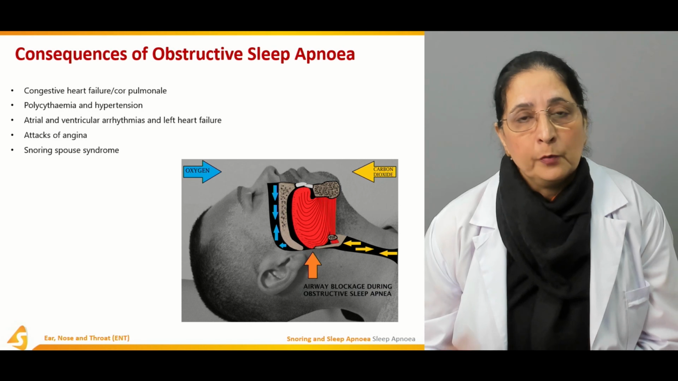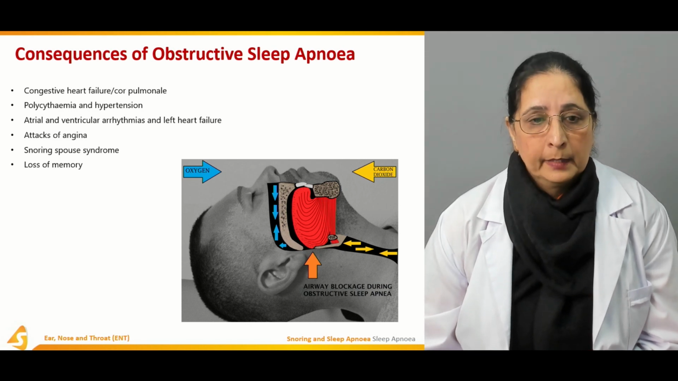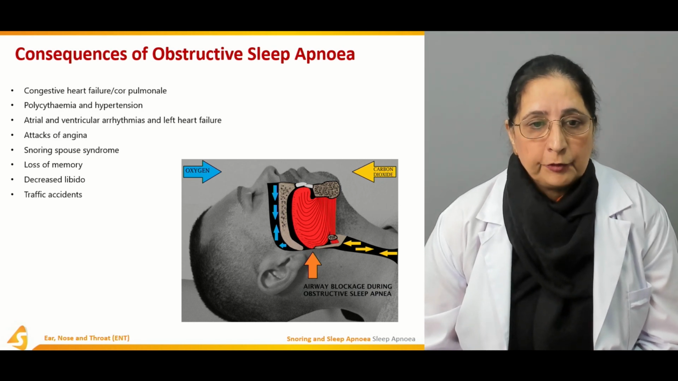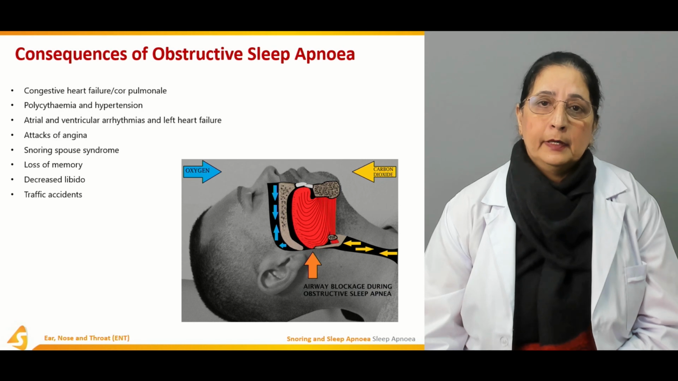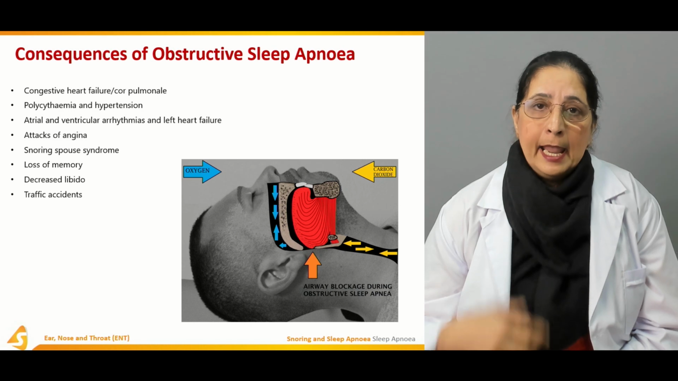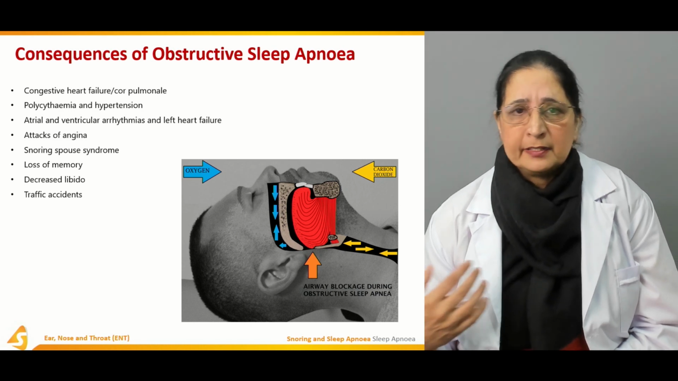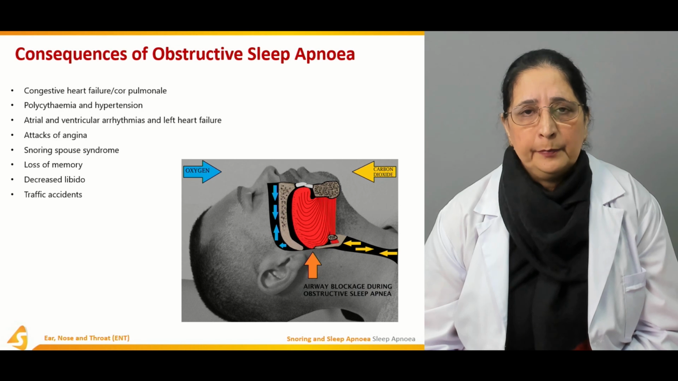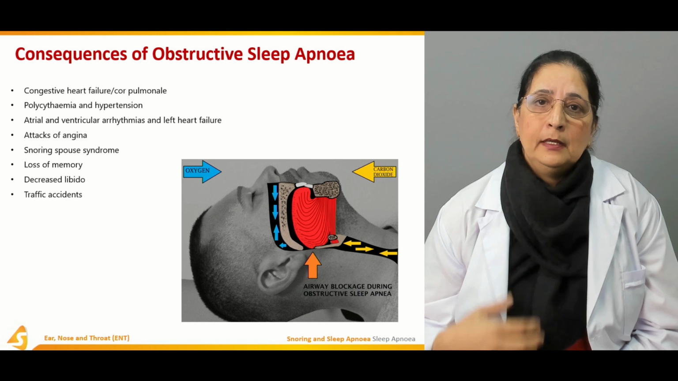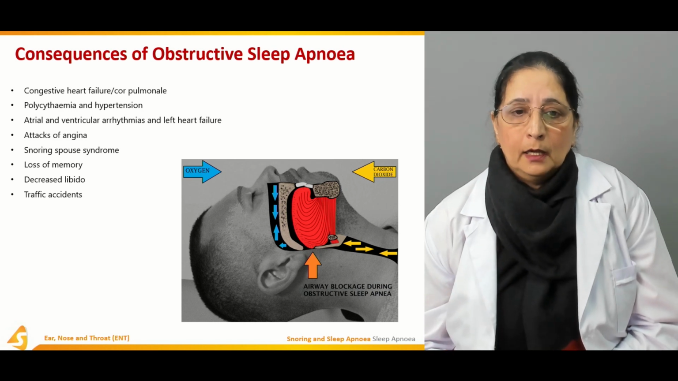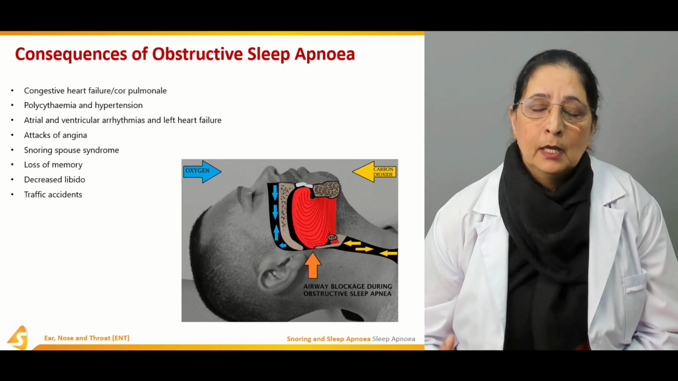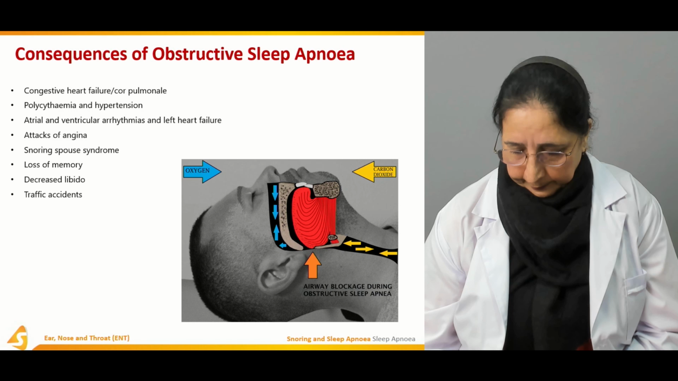Snoring, spouse syndrome, we mentioned, is another. Loss of memory, decreased libido, traffic accidents because of tiredness and sleepiness, all these problems can occur. Agitation, irritation, the person is depressed because they are not sleeping well at night. All these complications are occurring. They have heart failure, respiratory problems, hypertension. So all that is changing the person's overall day-to-day life and behavior.